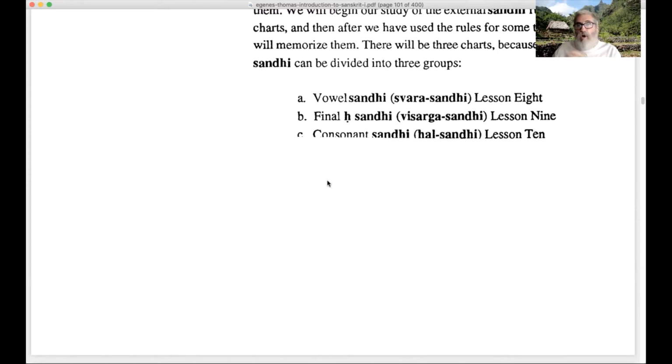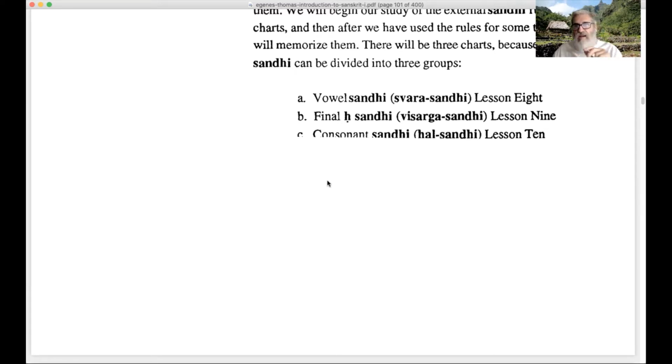The third lesson that we'll do is consonant sandhi. What happens when a noun or a verb or even an indeclinable ends in a consonant and the next one begins with a consonant? How do those consonants go together? How do we pronounce that? What sandhi rules are involved there? So there are 3 types of sandhis once again: vowel sandhi, final visarga sandhi, and consonant sandhi. These are the 3 types of external sandhi. They're called swara sandhi, visarga sandhi, and hal sandhi.